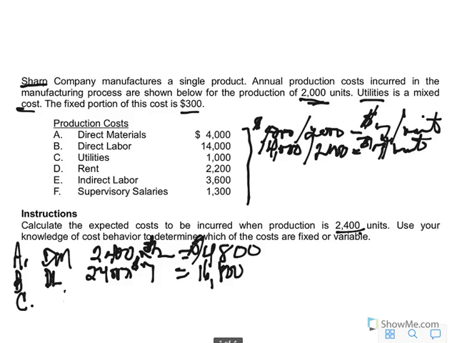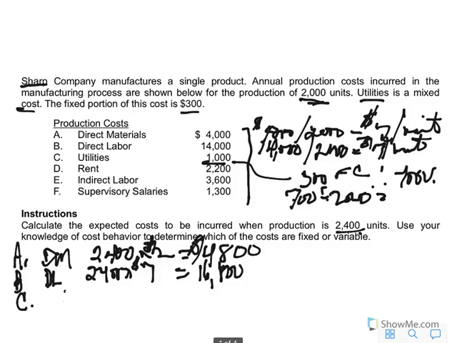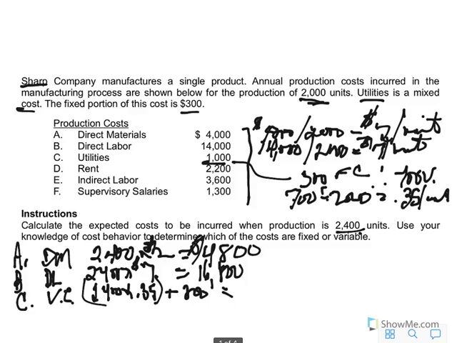Now utilities. Now this is different. Utilities is 1,000. So of that 1,000, 300 is fixed. Therefore, 1,000 minus 300, 700 is variable. So therefore, how does it vary? Well, 700 divided by 2,000 equals 0.35 per unit. Therefore, the cost for utilities at 2,400 would be 2,400 times 0.35 plus the fixed cost of 300. And therefore, that should equal 1,140.